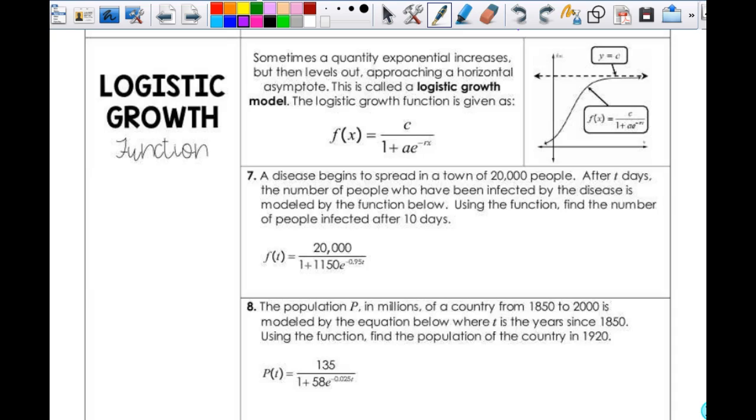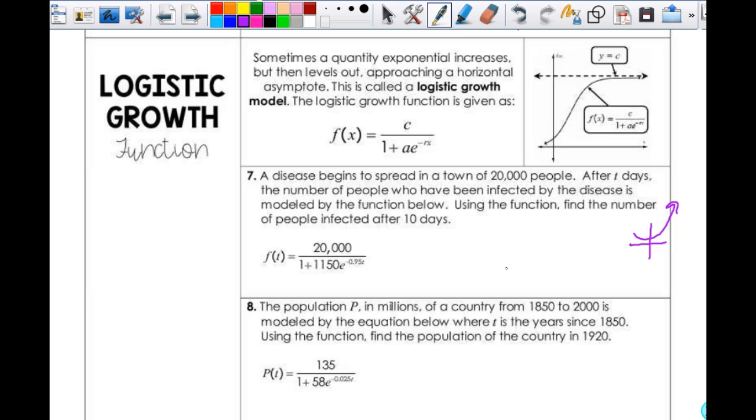Okay, so this can't be an exponential growth that just goes on forever, right? Because if there's only 20,000 people in the town, it can't be like, oh, after 30 days, 50,000 people are infected. Well, there's only 20,000 people there, right? So there has to be some sort of different model where this is your limit. That's the most it could be. So that's what logistic growth is, when not everything can just increase exponentially. There has to be a limit because there's a certain amount of people.